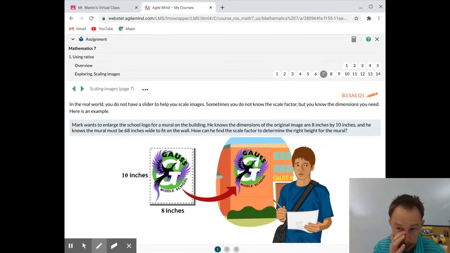Good. All right. So when we look at this, we're trying to figure out how we can find the scale factor to determine the right height for the mural. It says he knows the dimensions of the original images are 8 inches by 10 inches, and he knows the mural must be 68 inches wide to fit on the wall. So what do we need to do to make it fit on that wall? What is the width of the original image?